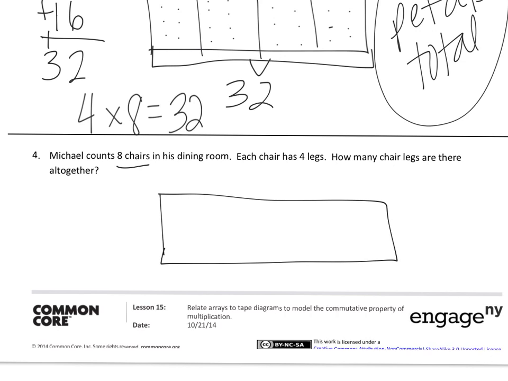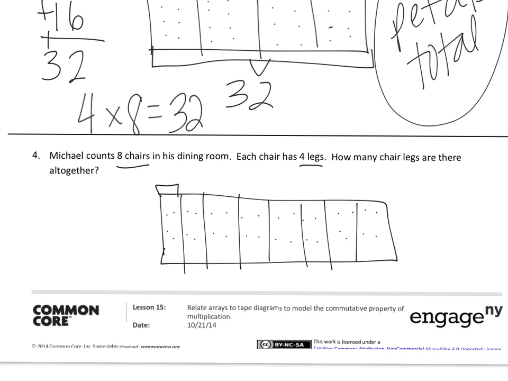So I have 8 chairs. Each chair has 4 legs. So let's think about our groups. Do chairs have legs, or do legs have chairs? Chairs have legs. So I have 8 chairs, which means I need 8 groups. Four go in each group. Drawing a tape diagram is kind of just like drawing equal groups, isn't it? Let's label. There are 4 in each group.